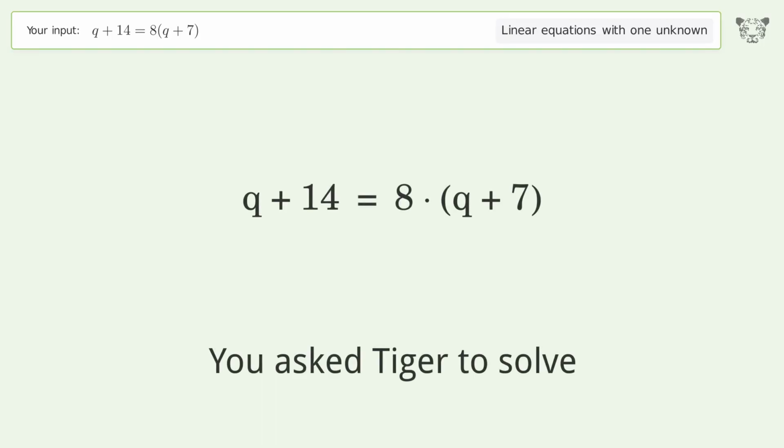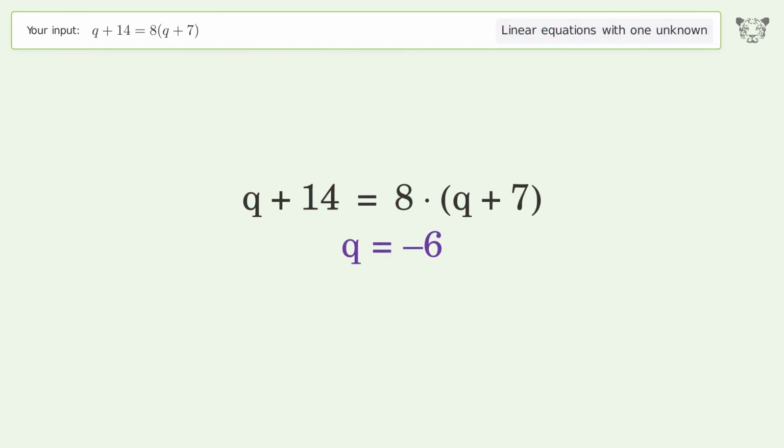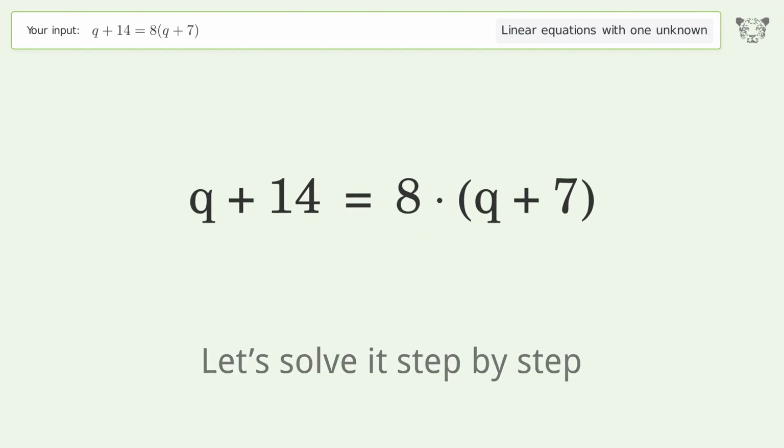You ask Tiger to solve. This deals with linear equations with one unknown. The final result is q equals -6. Let's solve it step by step.